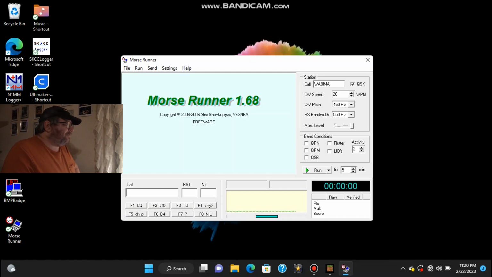And then I use these function keys down here at the bottom, that's actually on the keyboard. That's how I send my signal, because this Morse Runner software is a practice contest, or software for pretending to be a contest. It actually simulates a radio contest really well. Points, multiplier, score, raw, and verified. That's showing your score and which ones were actually verified.